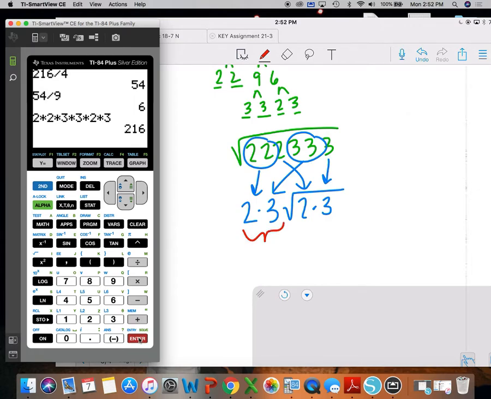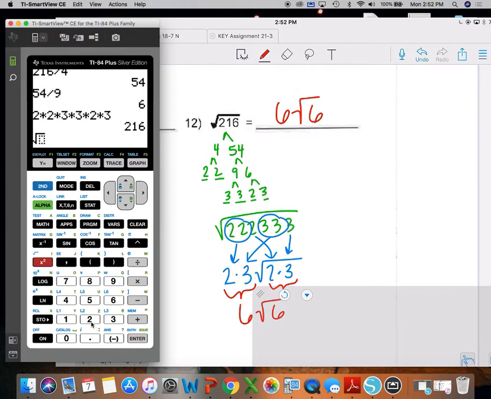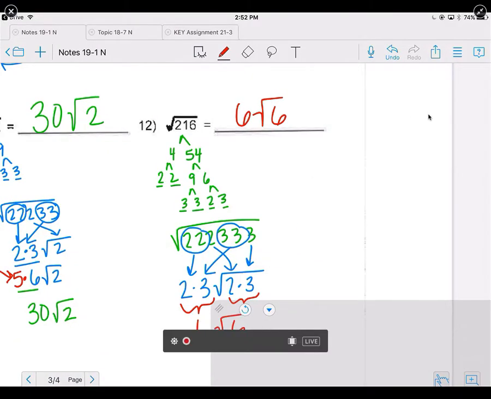So 2 times 3 is 6. On the inside, 2 times 3 is 6. So this should simplify to 6 square roots of 6. So because my original is not there anymore, 216, and then 6 square roots of 6 is the same decimal.